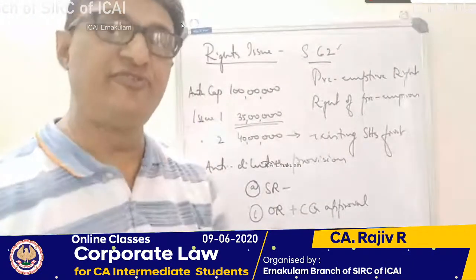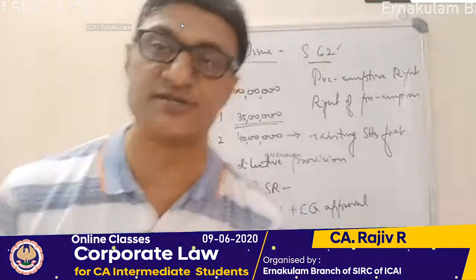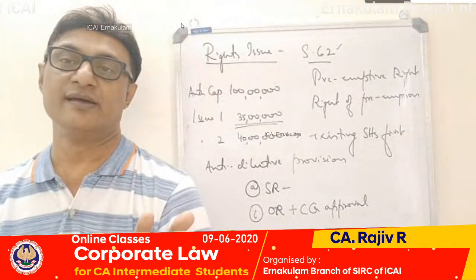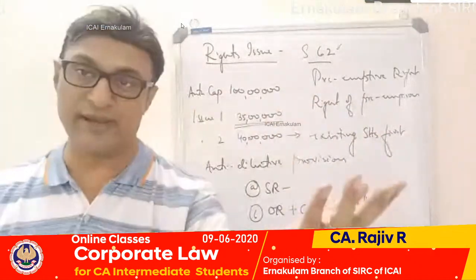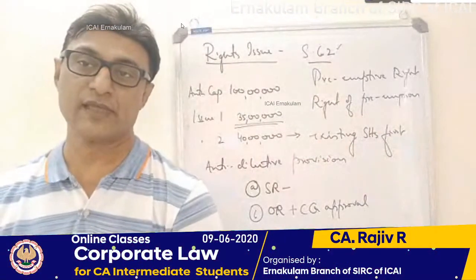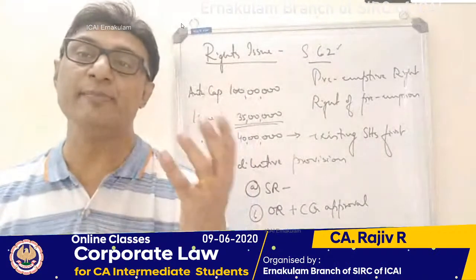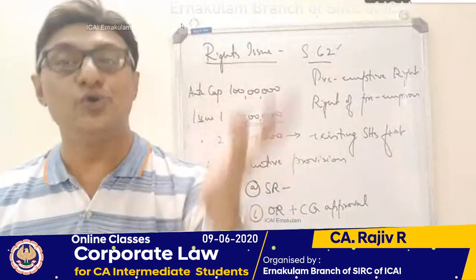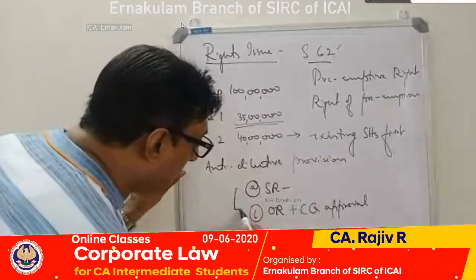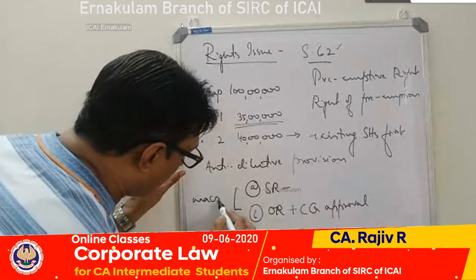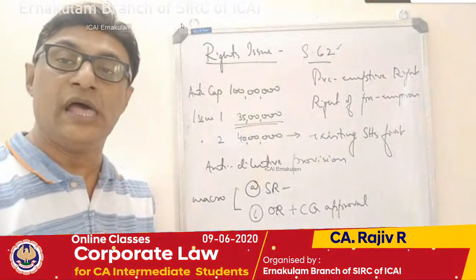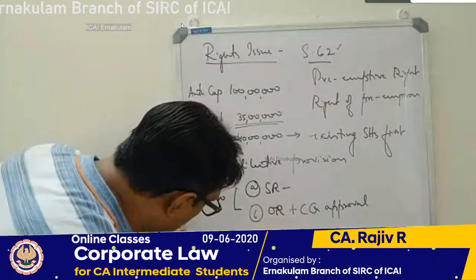Which means that if only 50% or less of the shareholders agree to going public, the company cannot go public. The board of directors cannot go public. And it becomes mandatory, it becomes the duty of the directors, to offer to the existing shareholders. So these two are a macro perspective. Now I am coming to the micro perspective.